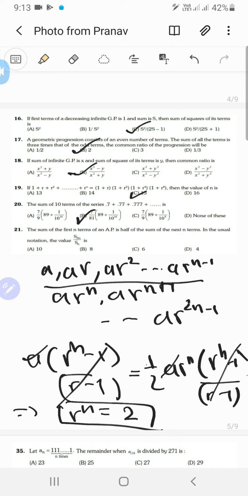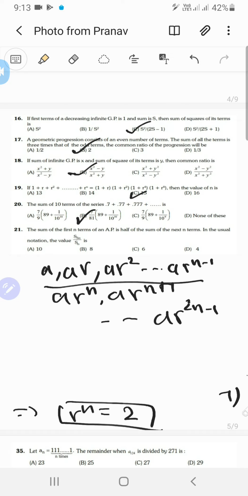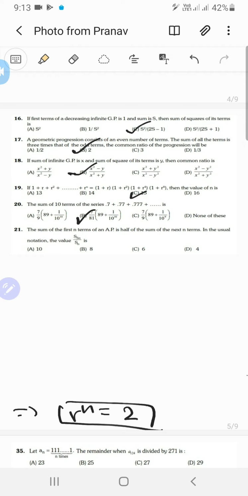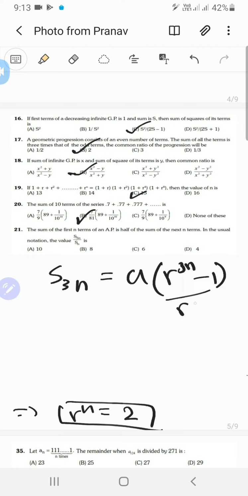So the sum of the first 3n terms upon the sum of n terms is, wow, this is a bad one. Okay, so the sum of the first 3n terms, what is this? Sum of the first 3n terms is going to be a times r to the 3n, right? Because there are 3n terms, and then r minus 1, and then the sum of n terms is a times r to the n minus 1 upon r minus 1.